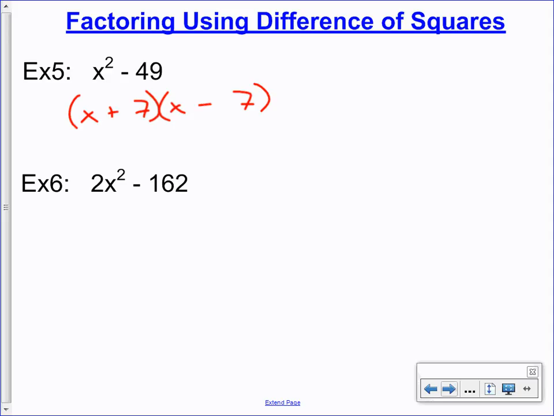Done. These are so easy. Well, how can you say a square? There are two squares. 49 is 7 squared. Right? Yeah. All right.